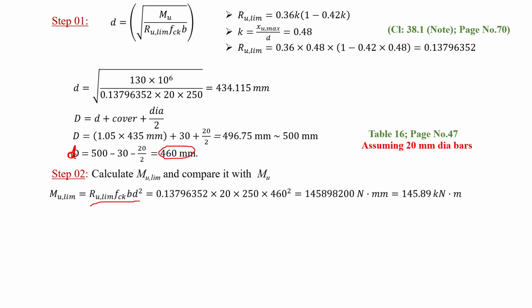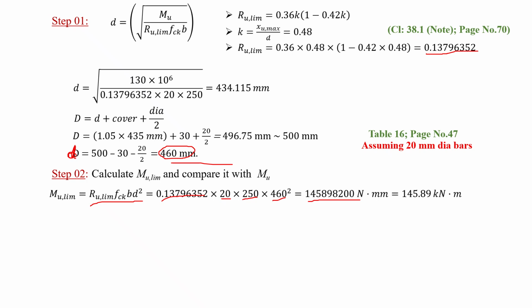RU limit equals 0.36 FCK BD square. I know what RU limit is, I already have calculated here. So I'm substituting these values. FCK I already know, that is 20. B is 250, which is given, and whatever effective depth we have found out here, we need to substitute it here, and it will give me a limiting moment of resistance.